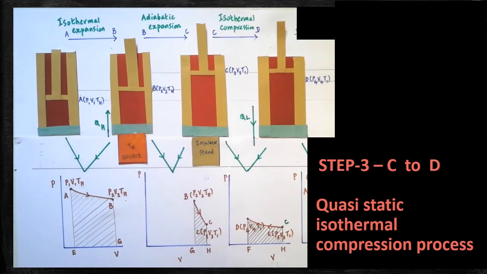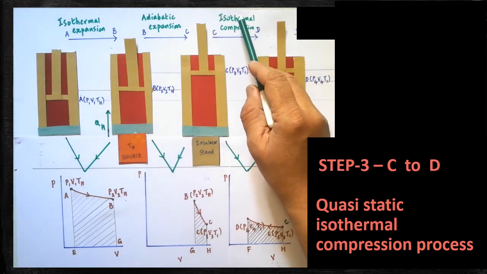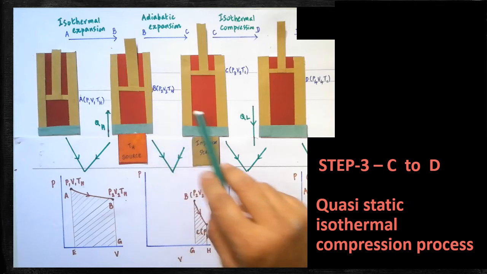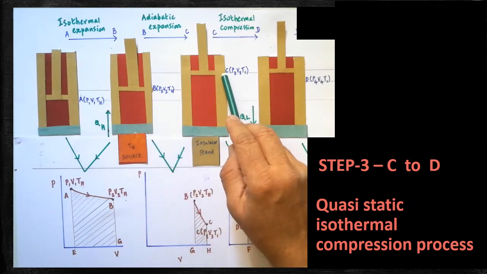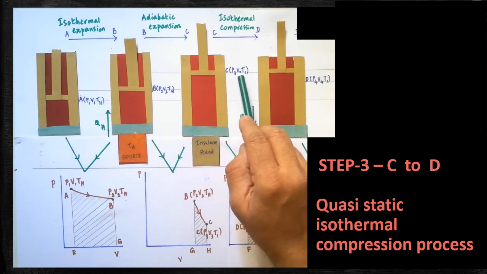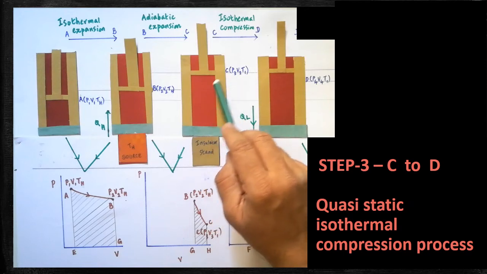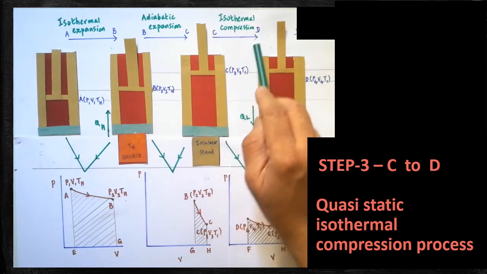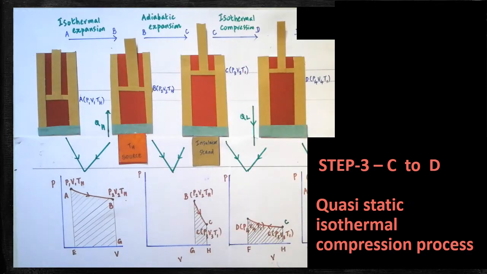Now we are going to learn the third process in the Carnot cycle. The name of the third process is called, what is this? Isothermal compression. Here, the initial position of the piston is at C. At C, the initial pressure of the gas is P3, initial volume of the gas is V3, temperature of the system is T1.